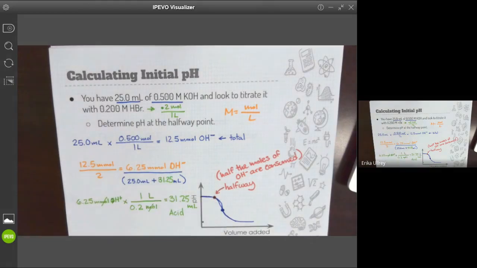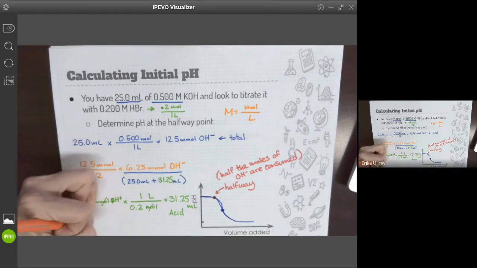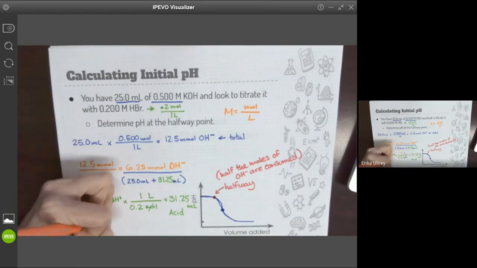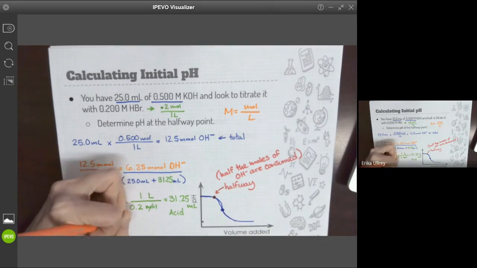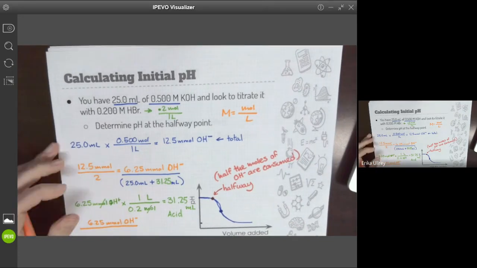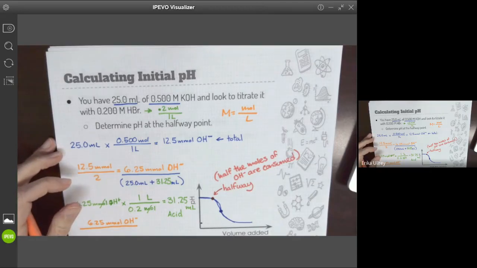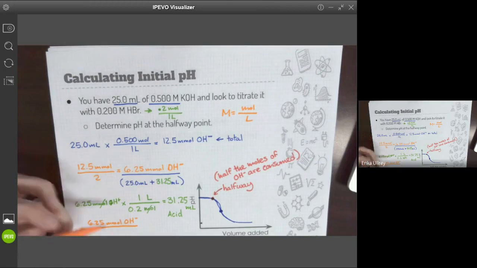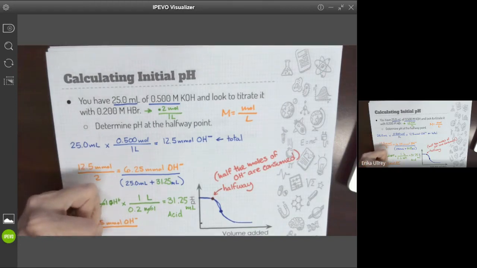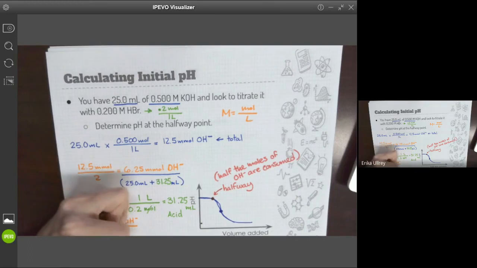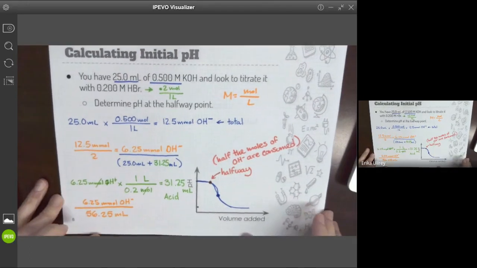So at the half equivalence point, the volume in the container is no longer 25 milliliters. It's the 25 milliliters of the base plus the additional 31.25 milliliters that I added to the container, okay? So when I put that together and simplify this equation, that means that I have 6.25 millimoles remaining of my OH- floating around in 25 plus 31.25 for my total volume. So 56.25 milliliters is the total volume.